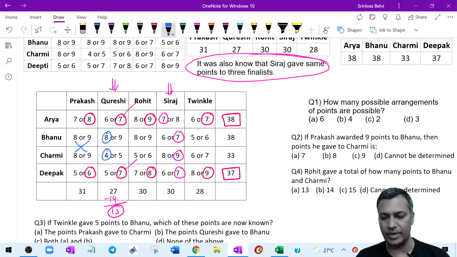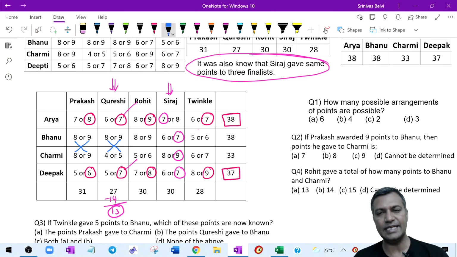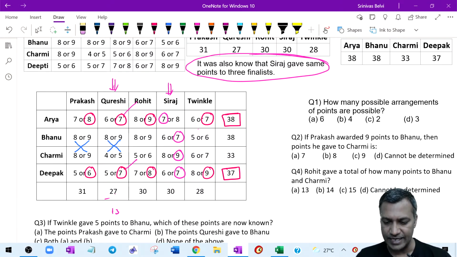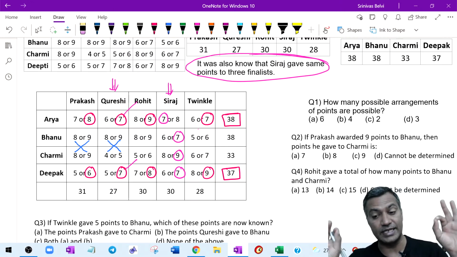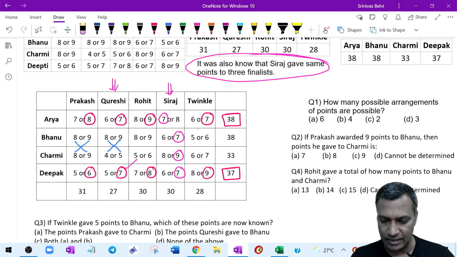If you give 8 and 4, it becomes 12. If you give 9 and 5, it becomes 14. So the only possibility is: if you give 8, it necessarily leads to 5 in the second case. If you give 9, it necessarily leads to 4 in the second case. Therefore, it's going to be 8 or 9. For Qureshi also, two possibilities. You are not able to break that one. Fair enough. Let's go to Rohit with that understanding.